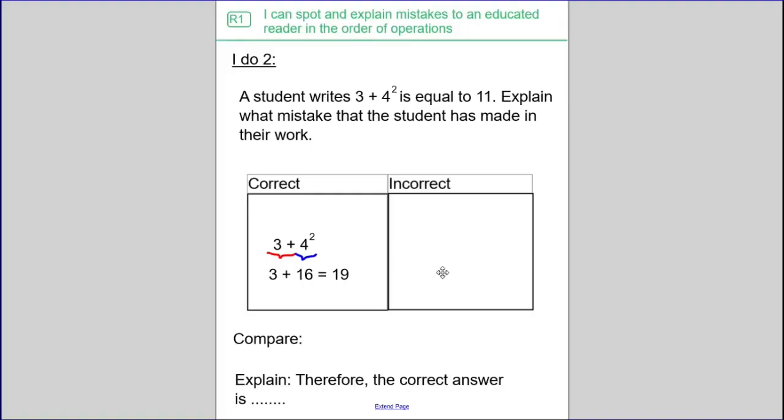Now for the incorrect box, we're just going to write down the incorrect statement. 3 plus 4 squared is equal to 11. Now to compare, what the student did was that they did 4 times 2 first instead of 4 squared, which means 4 times 4. So that means that they would have got 4 times 2, which is 8. 8 add 3, which gives them 11. And we know that's incorrect because 4 squared means 4 times 4. Therefore, the correct answer is 19.